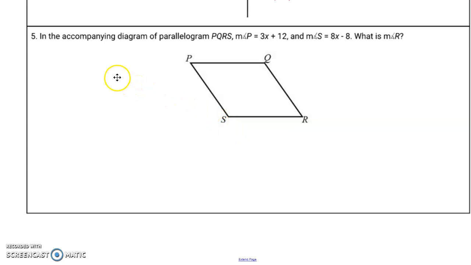Moving on to the last question here, this is a question about parallelograms. You knew about parallelograms because of one of those videos. Pause this video and try this one out, then see if you got it right.